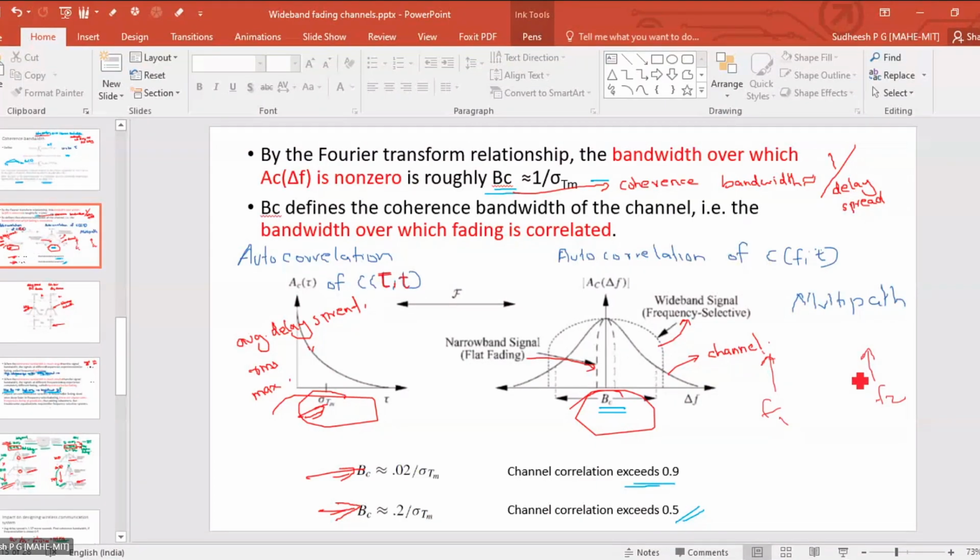This particular association is called the correlation. So depending on the correlation of the components at F1 and F2, we can decide what the coherence bandwidth is. Okay, so it is a little bit mathematical, and more than mathematical, it has a little bit of concept. That's why I didn't focus on that.